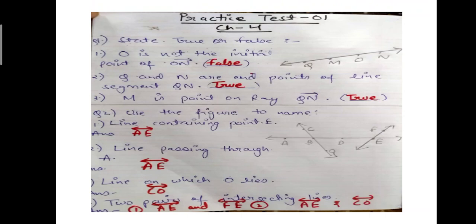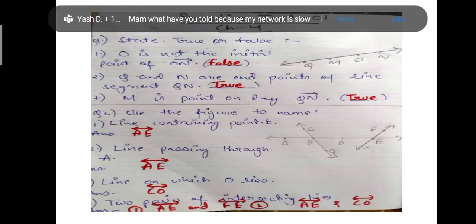In the fourth part, we have to name two pairs of intersecting lines. What are intersecting lines? Those lines which cross each other, which meet each other at any point, are called intersecting lines. So in the figure, line AE is meeting line FE at point E. E is the point of intersection. So these two lines are intersecting. And also we can see that lines AE and CO are meeting each other at point B. So these two are also intersecting lines.